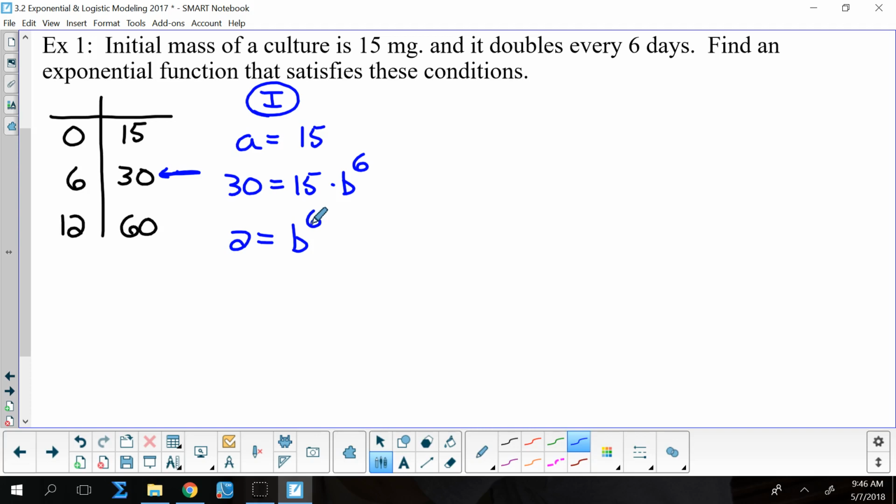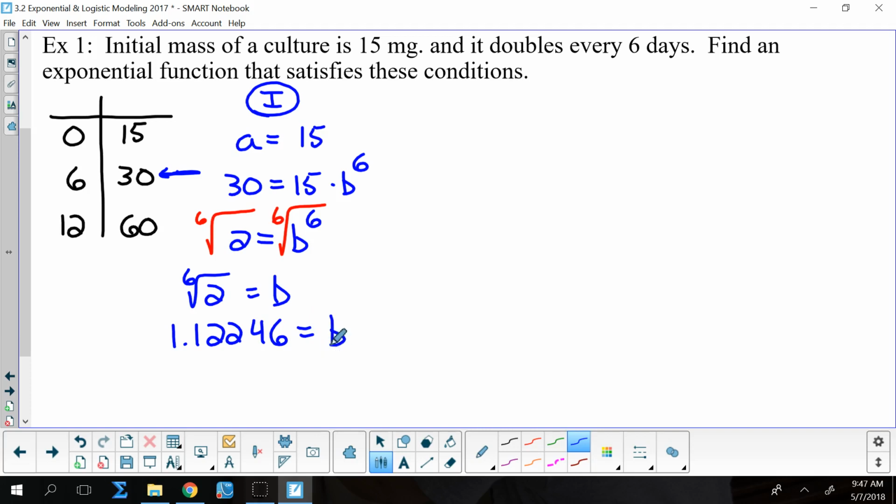Because my exponent has the variable, I take the 6th root on both sides. That gives me the 6th root of 2 if I want it to be exact, or 1.12246 if I wanted to round. And if I'm rounding here with B's, remember we go out as far as we can.